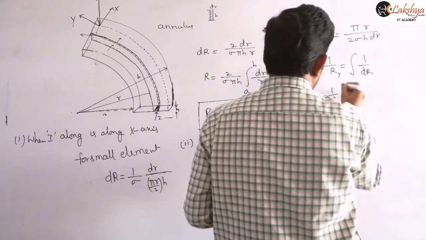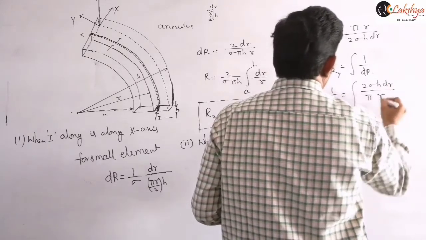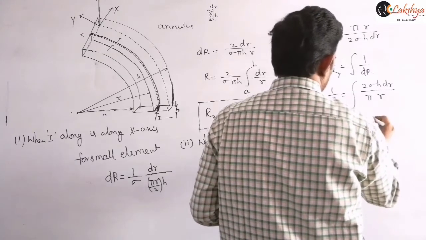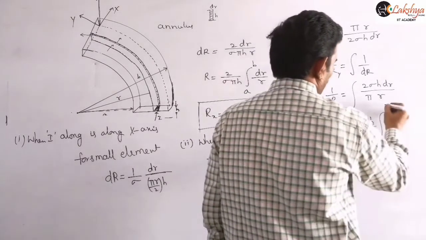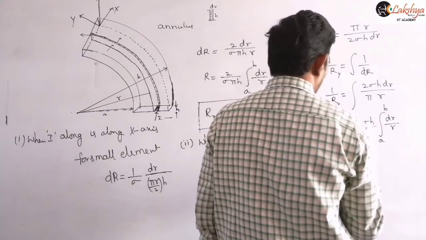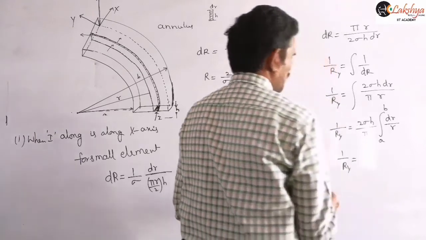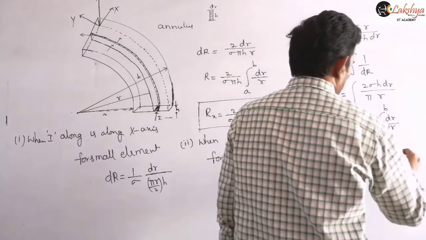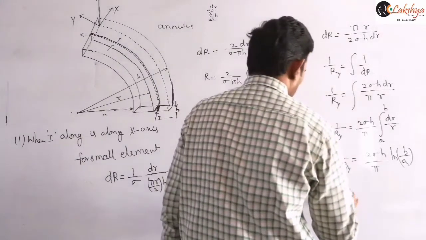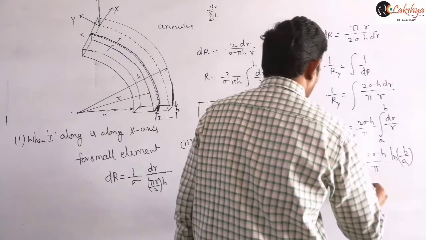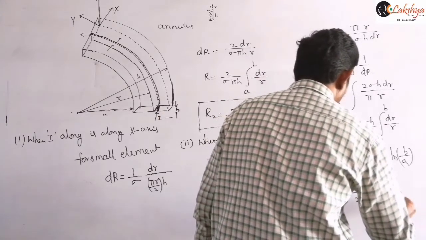This is the resistance along the y-axis. You can reverse this: 2 sigma h into dr by πr. So 1/Ry is equal to 2 sigma h by π, which is a constant, then the integral of dr by r, and again the limits vary from a to b. Therefore 1/Ry is equal to 2 sigma h by π into ln b by a. To find the Ry value, we need to reverse the fraction. Therefore Ry is equal to π by 2 sigma h into ln b by a. Now, this ln b by a is in the denominator.